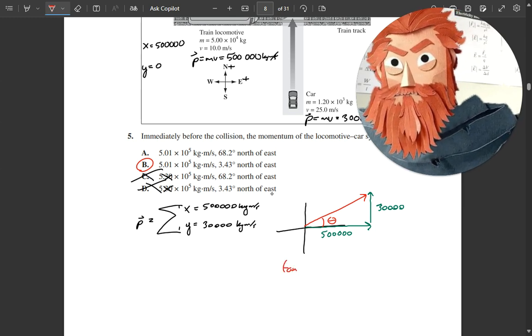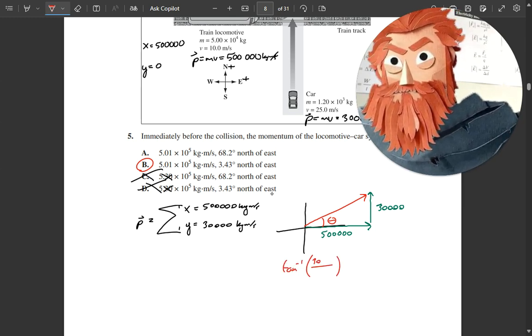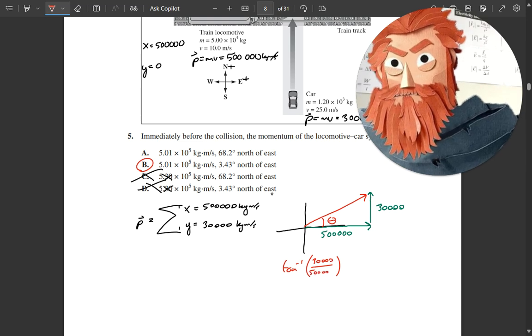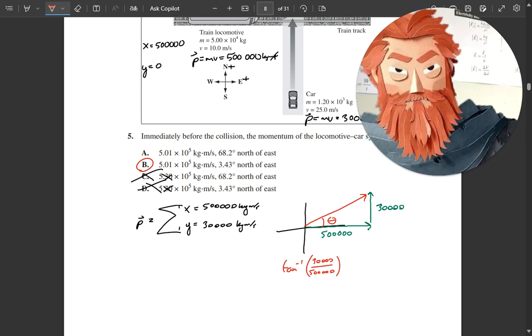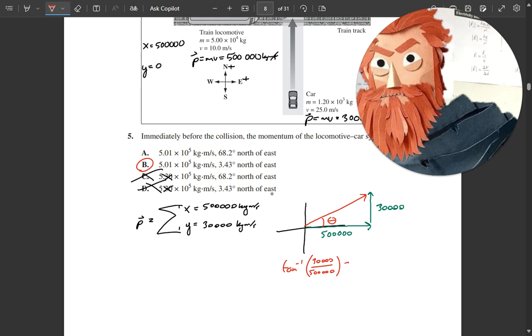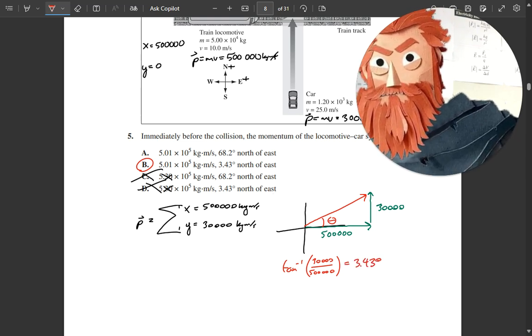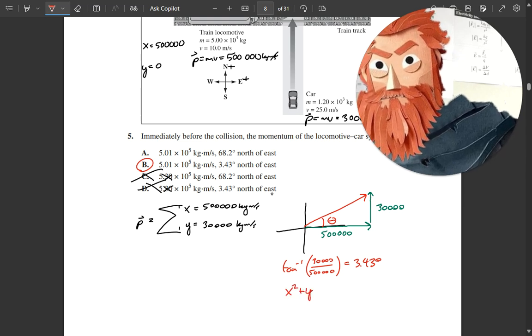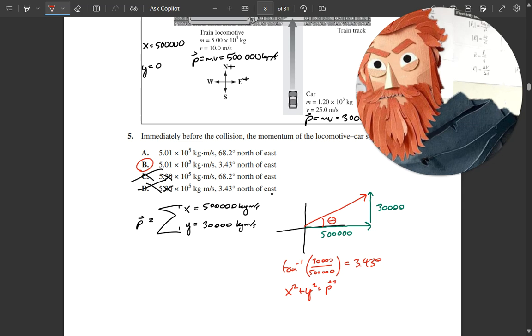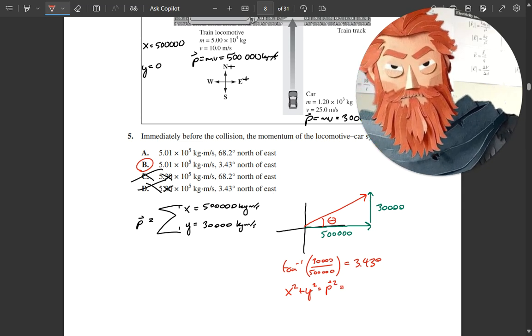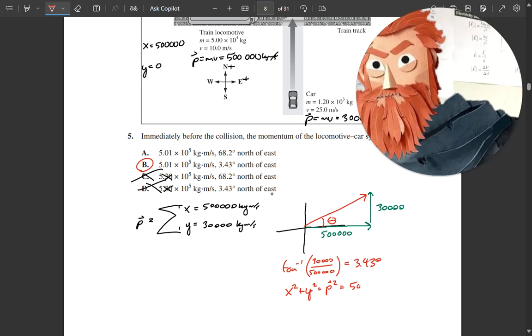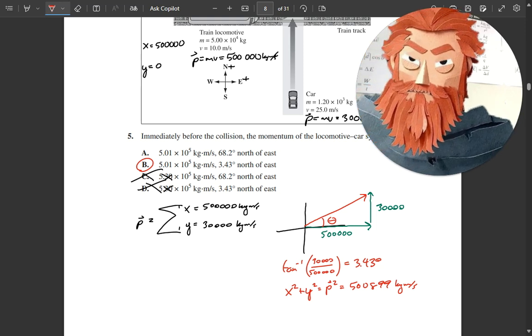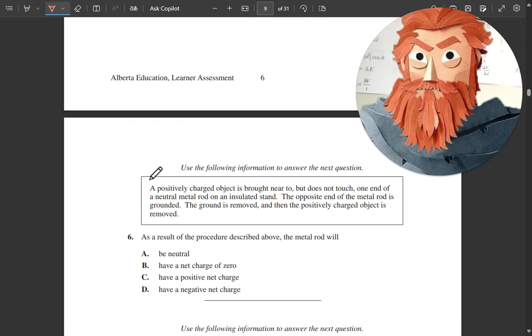So to find the angle, I'm going to go tan inverse of my opposite, 30,000, divided by 500,000. So that's just really 3 divided by 50. 3.43 degrees. Cool. Pythagorean theorem: x squared plus y squared is equal to that p we're trying to find, squared. So the square root of 500,000 squared plus 30,000 squared. This ends up being 508.99 kilogram meters per second. There you go. So that answers out to B there.